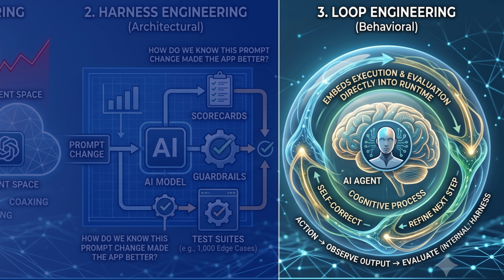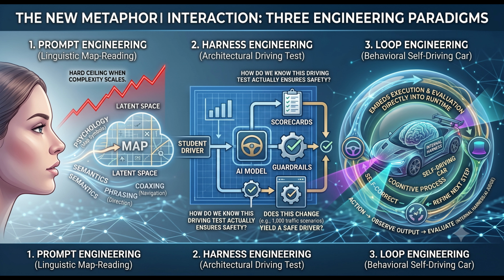Loop engineering is behavioral. It doesn't just evaluate the AI at the end line, it embeds execution and evaluation directly into the runtime. The harness becomes part of the model's internal cognitive process. If prompt engineering is teaching a kid how to read a map, and harness engineering is giving them a driving test at the end of the year, loop engineering is building a self-driving car with a continuous feedback loop.